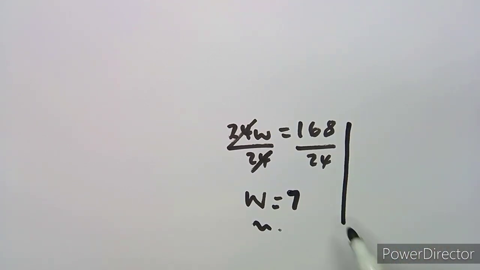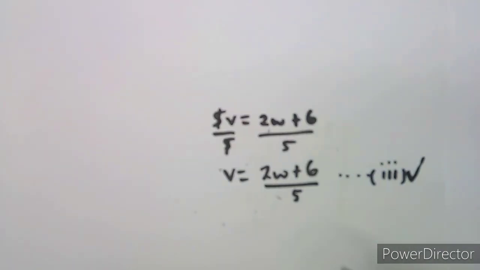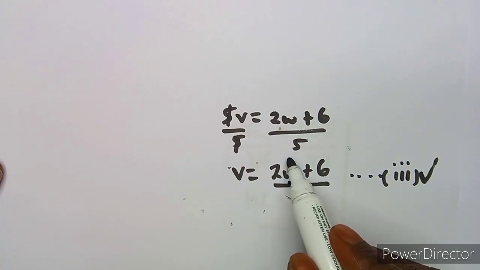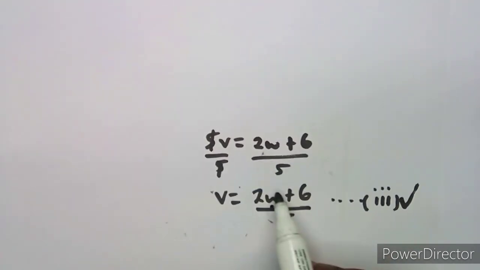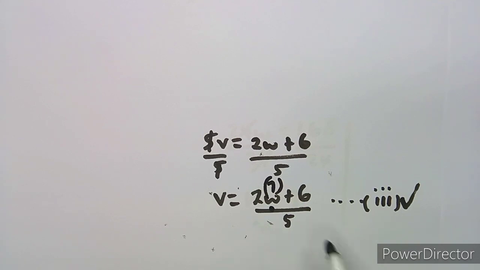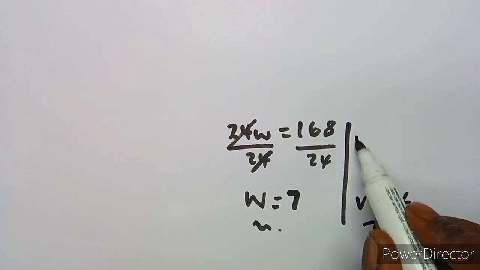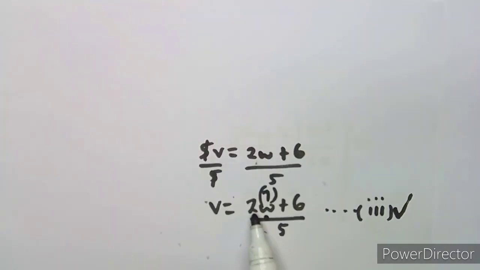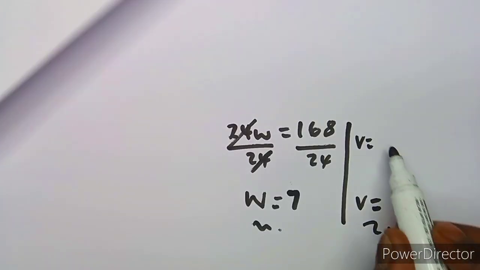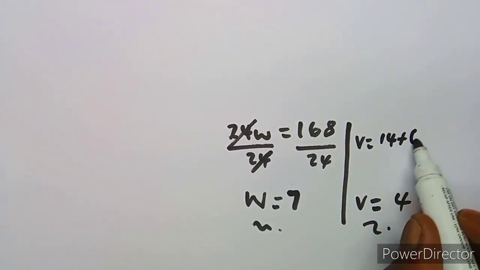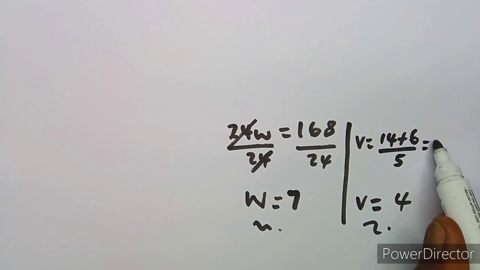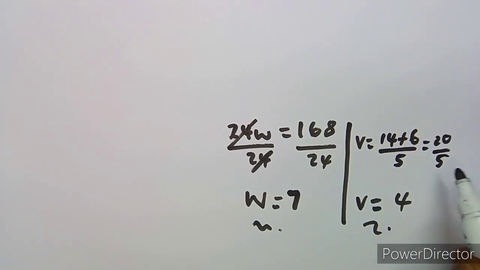So in order for us to have the value of v, it's going to be easier now to substitute it here. The value of w, which is 7, the one that you obtained, if you substitute it here on your calculator, your v is going to be 4. So this is what you're going to have. v is 2 times 7, that's 14, plus 6 over 5, which is actually 20 over 5, which is 4.